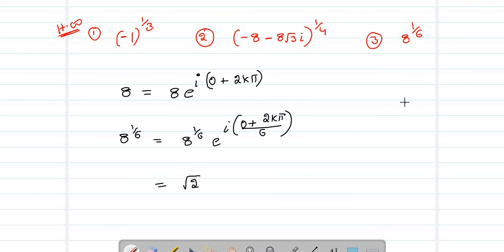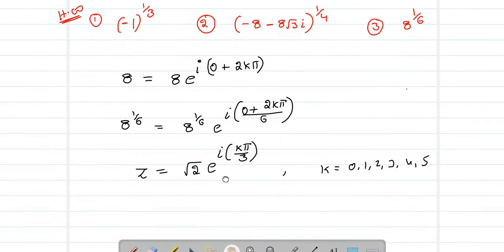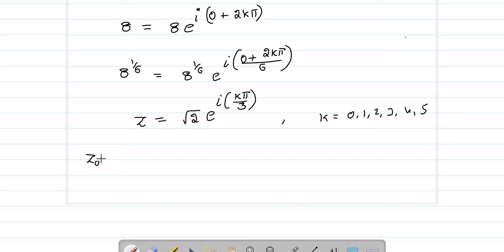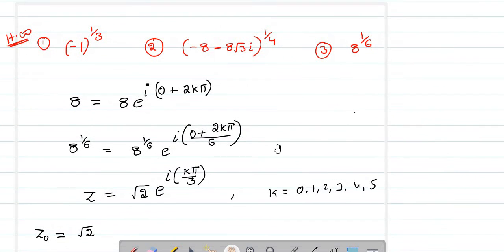Am I correct? Yes, sir. Now this is e power I k pi by 6. Sorry, k pi by 3, where k is going to vary from 0, 1, 2, 3, 4, 5. So let me call this z. Now let me see what is z naught. Z naught is going to be just root 2. The moment you simplify, you are looking at just one solution of it. It has actually more. Do you understand?